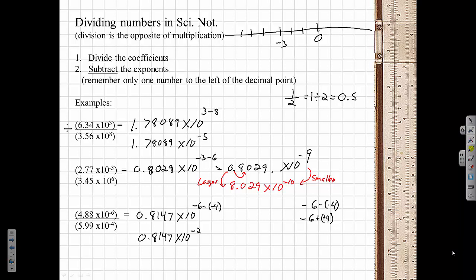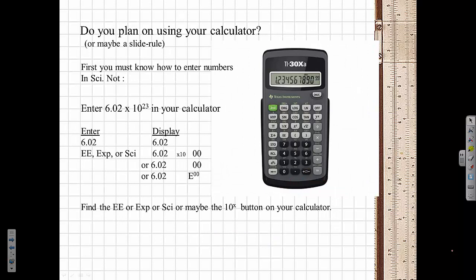And then again, if we put this in proper form and move that decimal over, I get 8.147. So I've got just one digit to the left of the decimal, times 10 to the what? Well, the coefficient got larger, went from 0.8 to 8. So this exponent gets smaller. We go from negative 2 to a negative 3. Okay.